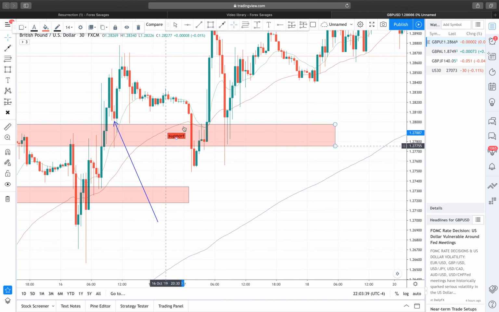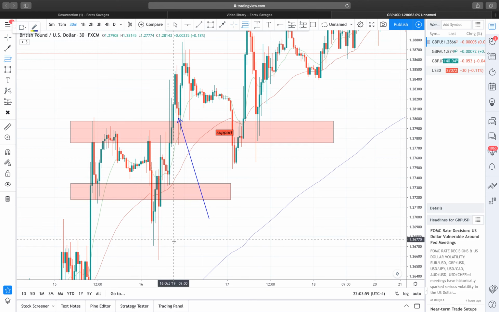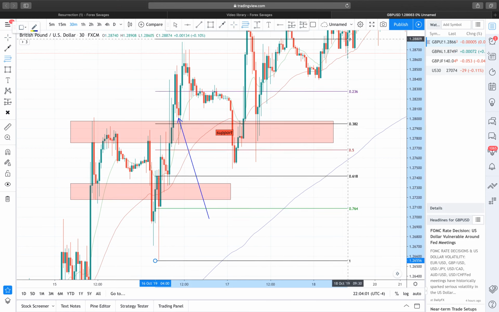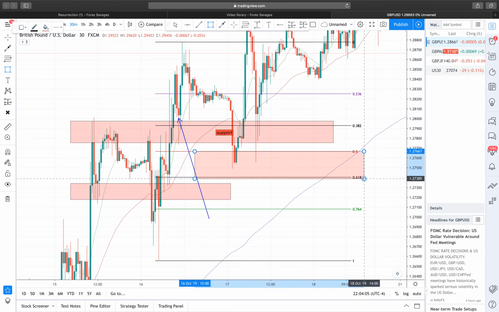So now that our support was broken under, look, guys, what I'm about to show you. Now that we broke under and retested, we technically, because we are looking at the bigger picture right now, cannot come in here and sell. Why? Because we're in a Fibonacci long again. We're in that Fibonacci long.